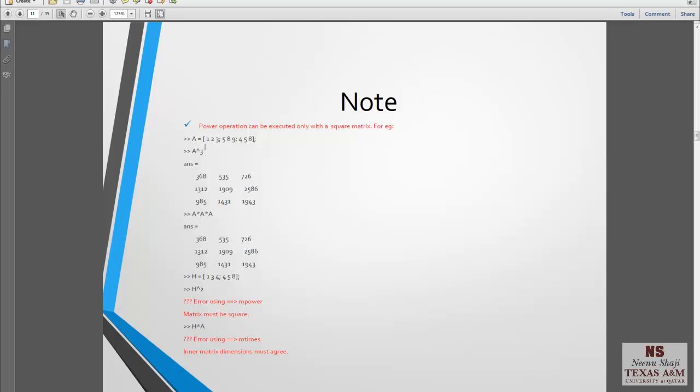Now note that A is a square matrix. Here we have H, which is not a square matrix. So if we try to do H raised to 2, we get "matrix must be square." This is because it does not agree with the rules of linear algebra. Similarly, if we try to multiply H with A, we cannot, because inner matrix dimensions must agree.